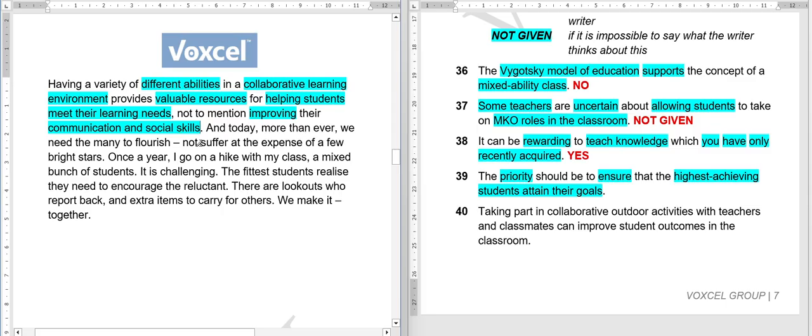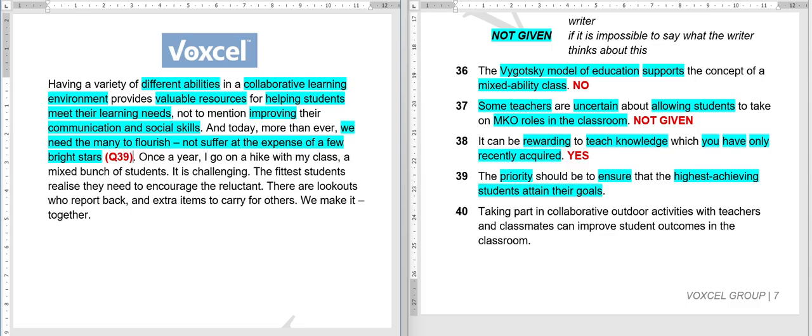And today, more than ever, we need the many to flourish, not suffer at the expense of a few bright stars. What we are saying is that today more than ever we need the many to flourish. We should flourish together, and most should not suffer at the expense of a few bright stars. Clear? So this is our location, and to tell me the answer to this particular question you have around 10 seconds, and the time starts now.